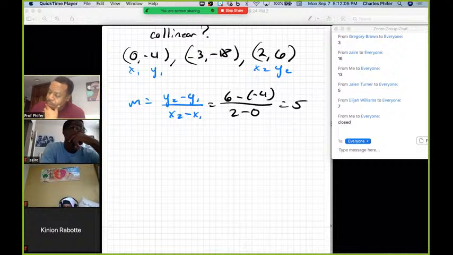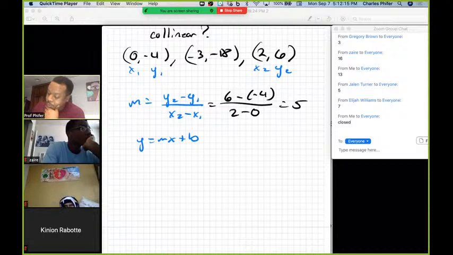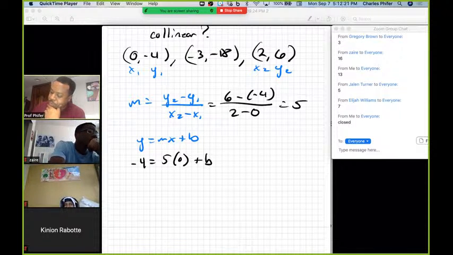And then I'm a fan of slope-intercept, which is y equals mx plus b. We plug in what we have. I'm going to choose the first point, and everything is pretty quick there. y is -4. The slope is 5. x is 0. Only thing we don't know is b. Ultimately, we get b equals -4. So then the equation of the line is y = 5x minus 4. All right?